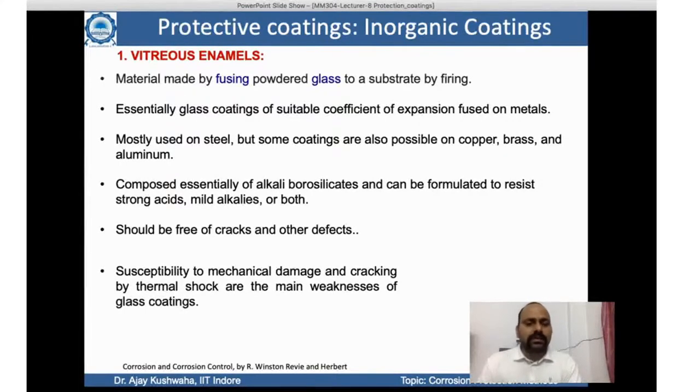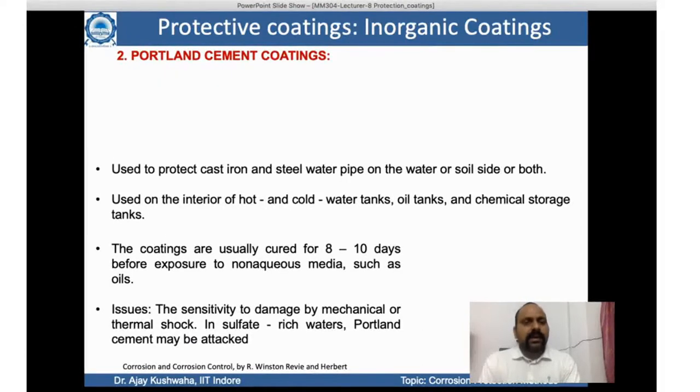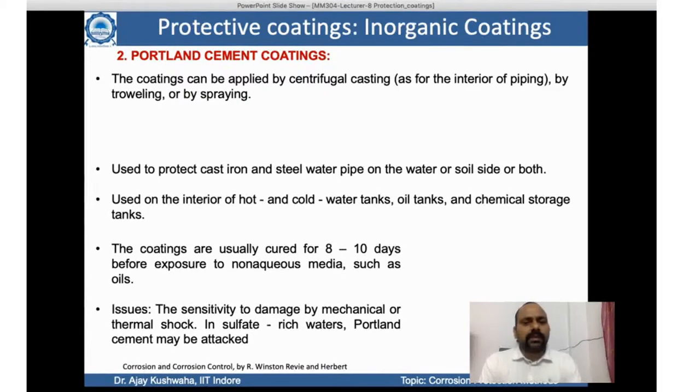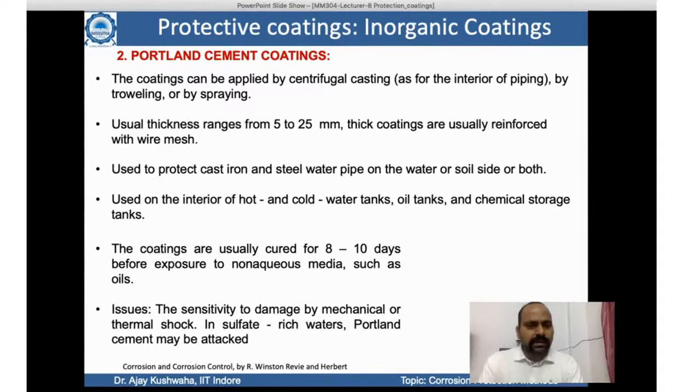So if you are doing a glass coating, let's say mechanically you damage that coating, or due to thermal expansion or something, that coating may crack. So these are the issues also associated with vitreous enamel kinds of coatings. Next one is the Portland cement coating. The coating can be applied by centrifugal casting, as for the interior of piping, by troweling, or by spraying. By spraying, we can do this kind of Portland cement coating.